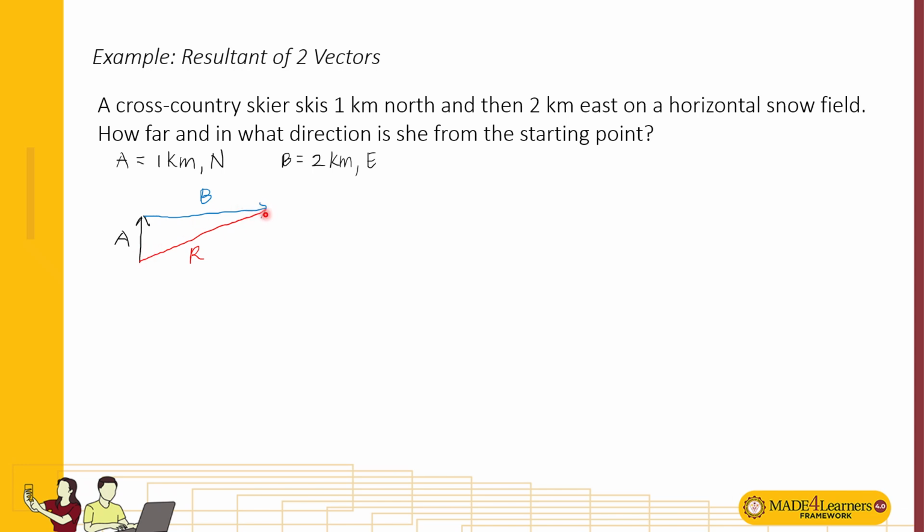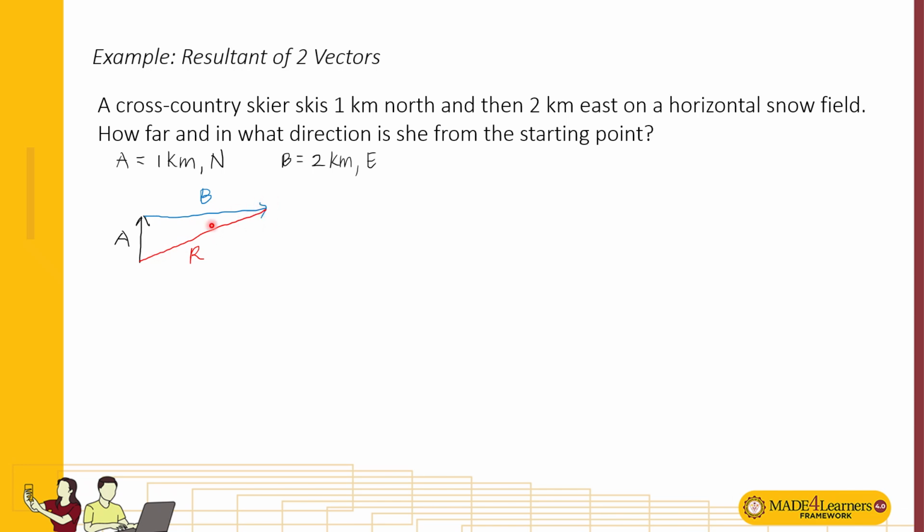But we need to consider what the problem is asking, since this is a word problem. It's not simply asking what's the direction of the resultant. It says, in what direction is the person from the starting point. From the starting point. So where you measure from is very critical for word problems. Maybe you'll get the correct angle, but the direction is possibly wrong. So your measurement of the direction should be from the starting point.